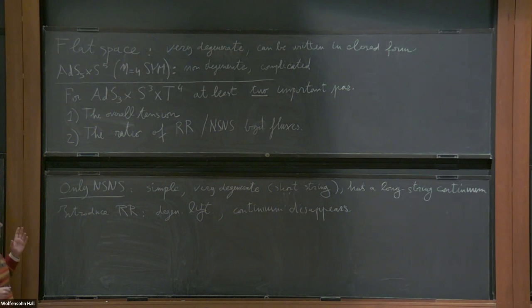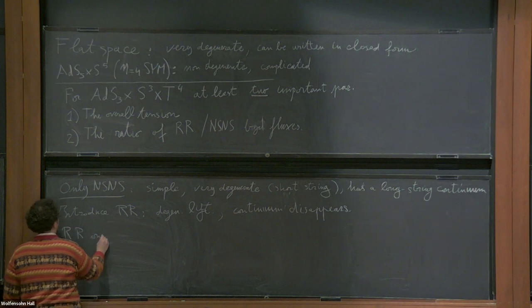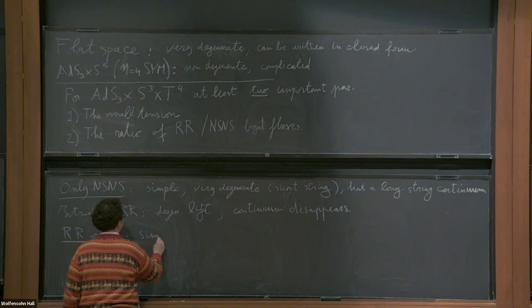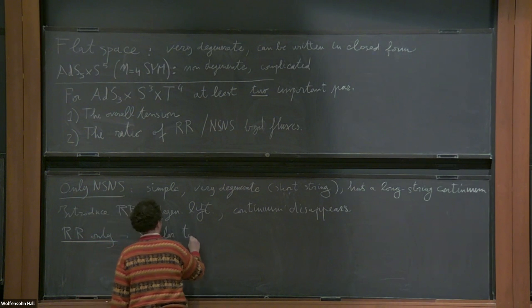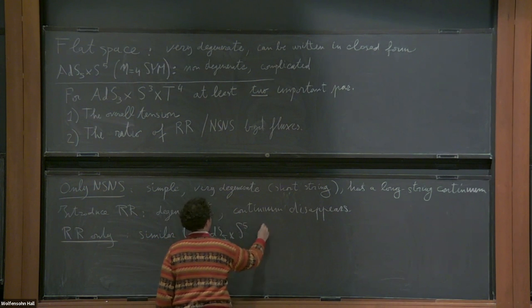But qualitatively, we would expect the same level of complication if you are at a finite distance away from an NS-NS point, the same level of richness of the spectrum as in an equal-flux superstring. So you would expect a very, very non-trivial spectrum that you probably cannot write in closed form. And the most extreme case is when you have only Ramond-Ramond. And this would probably be very similar, we expect, at least qualitatively.